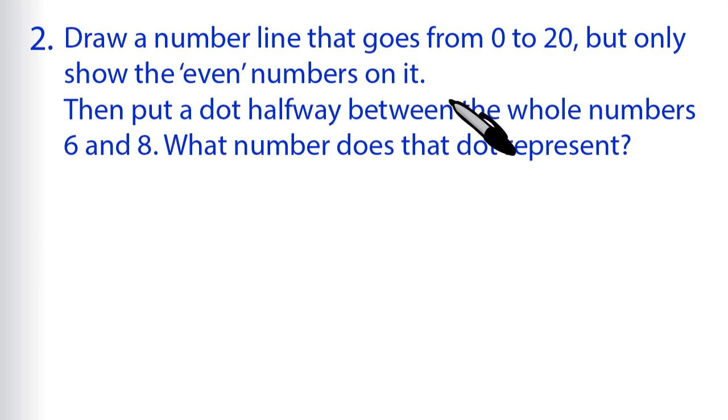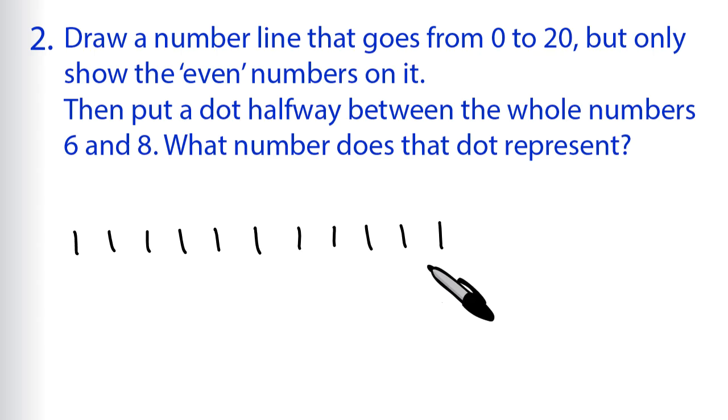For problem 2, we're supposed to draw a number line that goes from 0 to 20, but only show the even numbers on it. Then put a dot halfway between the whole numbers 6 and 8. What number does that dot represent? All right, so we'll start with 0 because that's an even number. And then I'll wait to draw the line until I draw out the hash marks. That way I make the line the right length in case the spacing is weird. I only want to show the even numbers, so I'll count by 2. So we'll start with 0, 2, 4, 6, 8, 10, 12, 14, 16, 18, 20.